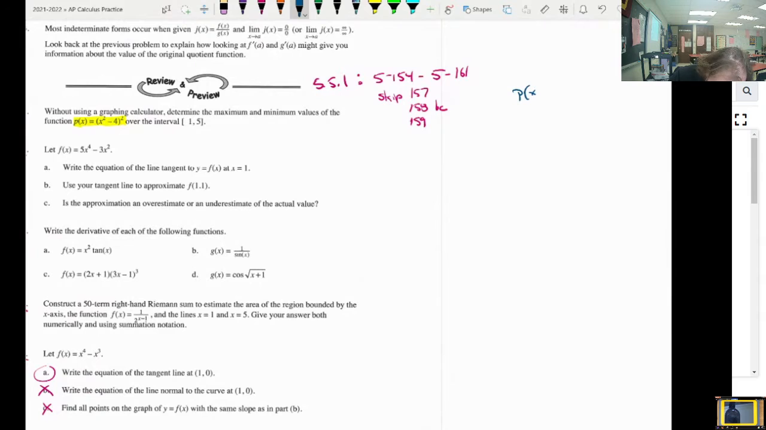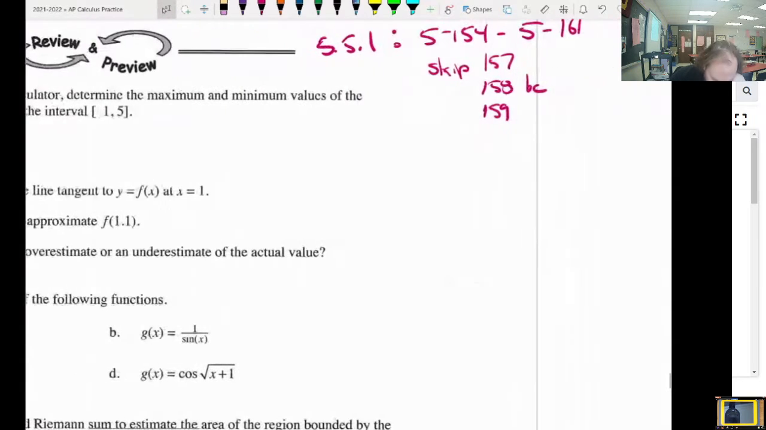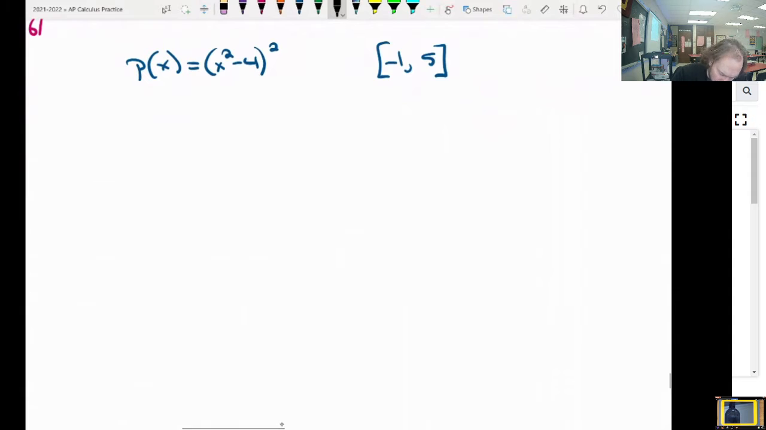Our original function is, of course, (x squared minus 4) to the second power. And if we're looking for maximum and minimum values on the range from -1 to 5, the process is pretty simple. We're going to take the derivative, we're going to set it equal to 0, and we're going to find any potential critical values of this function. So let's look for that first. Let's find the derivative, p prime of x.